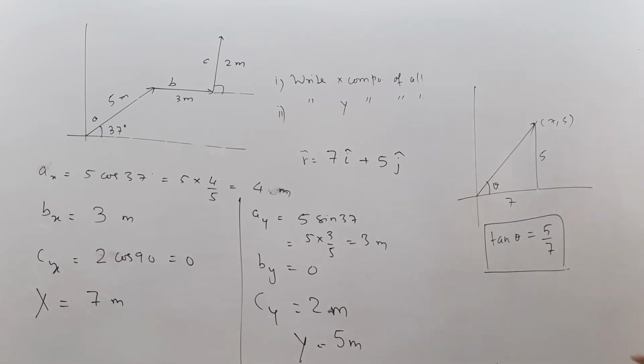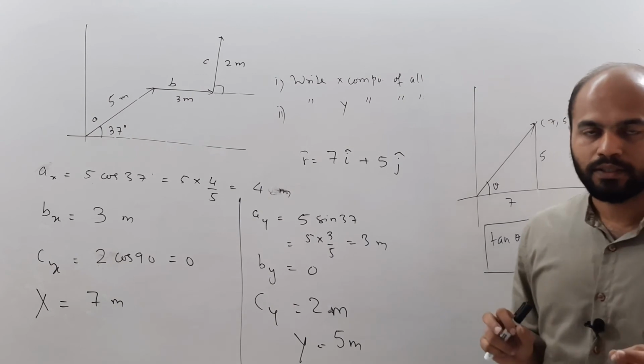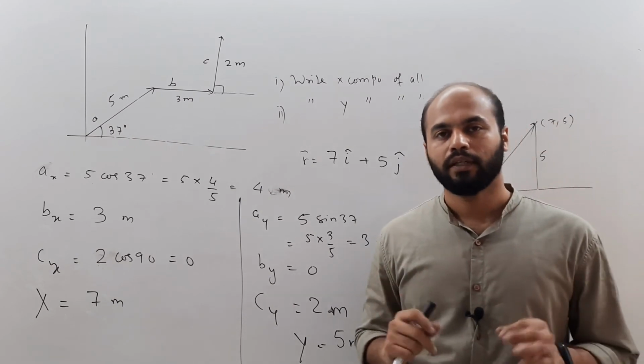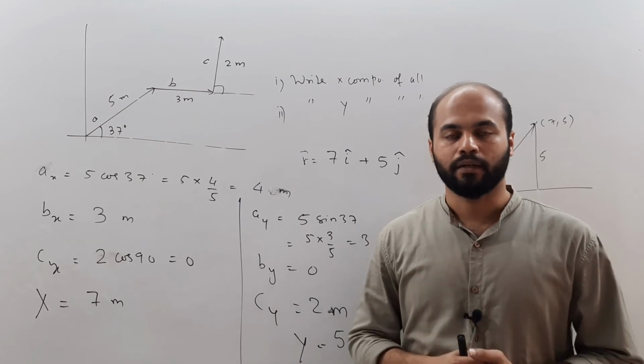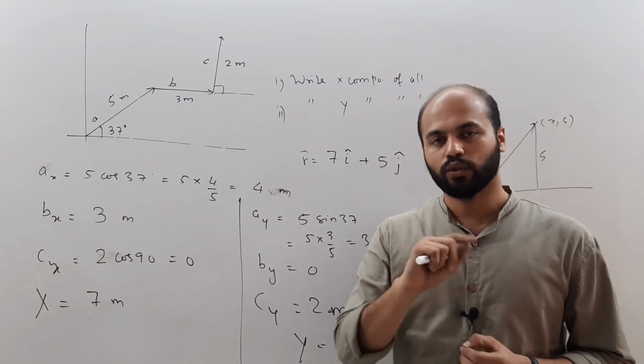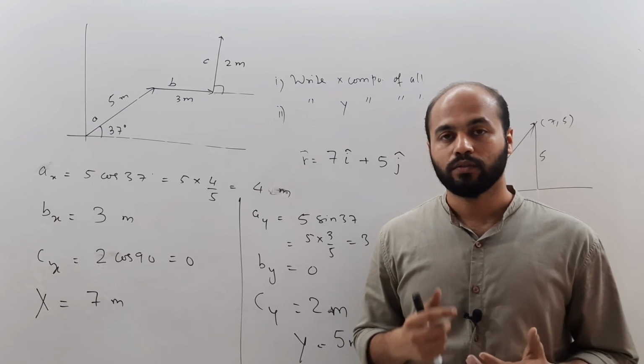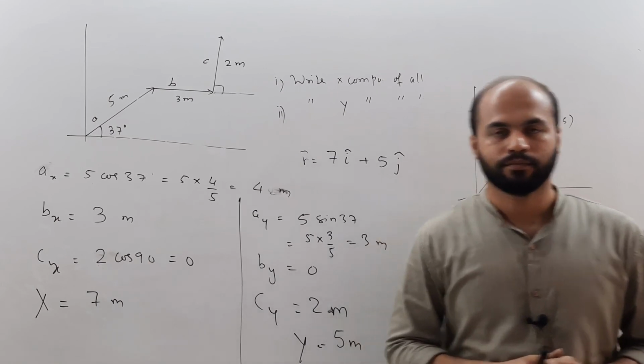So this method of addition of vectors is to be used when there are more than 2 vectors to be added. Because for 2 vectors, if we know the angle and magnitude, we can use parallelogram law of vectors.